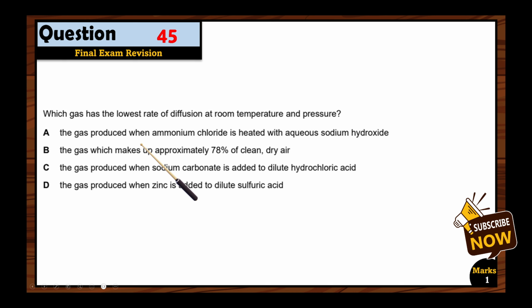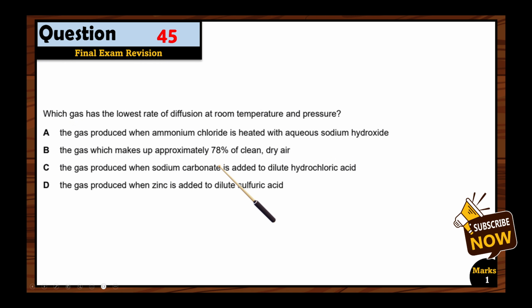Question number 45. Which gas has the lowest rate of diffusion at room temperature and pressure? So now we can see here the gas produced when ammonium chloride is heated with aqueous sodium hydroxide. When these two react, we'll get ammonia gas. So you have to find the mass of ammonia gas. Then the gas which makes up approximately 78% of clean dry air. Which gas is that? That is nitrogen. You have to find the mass of nitrogen gas, N2.